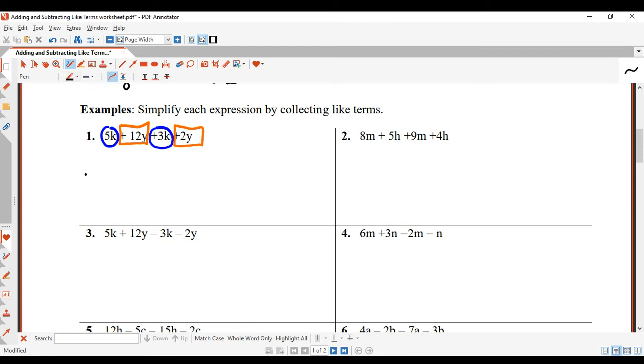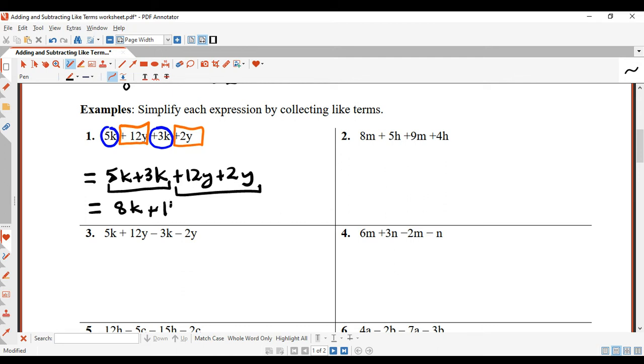And then let's collect the like terms. So I'm going to put the 5k and the 3k together. Make sure when you do that, you take the plus sign with it. And then I'm going to take the positive 12y and the plus 2y and put that together. So let's do this pair of like terms first: 5k plus 3k, which is 8k. And then the next pair of like terms is here: positive 12y plus 2y, which is positive 14y.